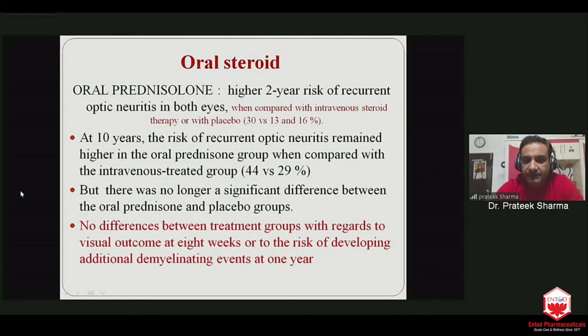And there was no difference between treatment groups with regard to visual outcome at 8 years or risk of developing additional demyelination at 1 year. So the steroid we are giving is just going to reduce the chances of developing multiple sclerosis and reduce the chances of recurrence. And if you give oral steroid at a lesser dose, then there is a chance of recurrence.